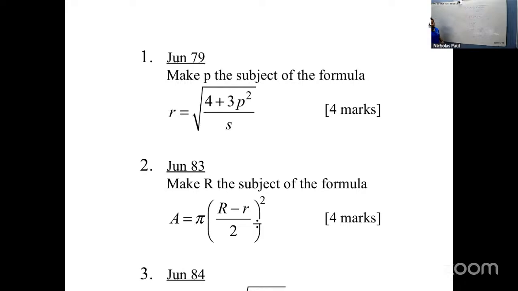Right, so in the first one, they want to make P the subject of the formula. So basically, you do all the magic and make P stand by itself. Number two, they want to make capital R the subject of the formula. And number two, right, just write them down. I want to go on board, right? Jeremy.